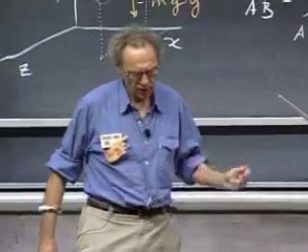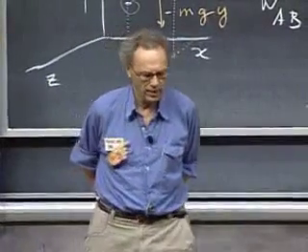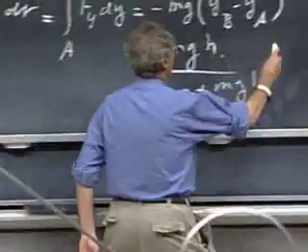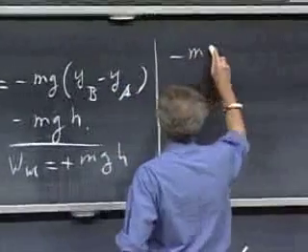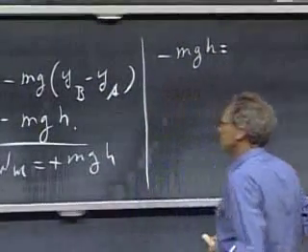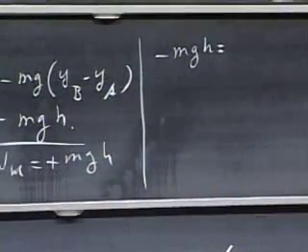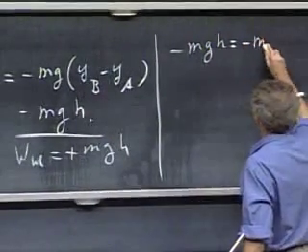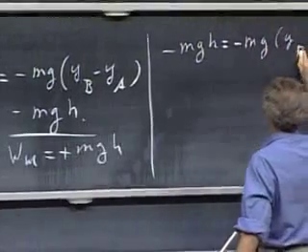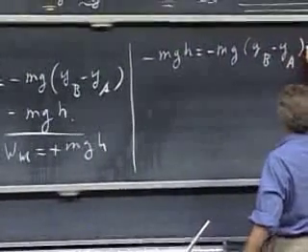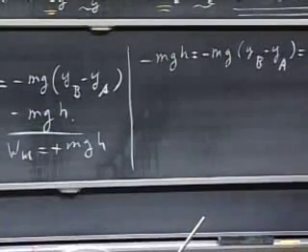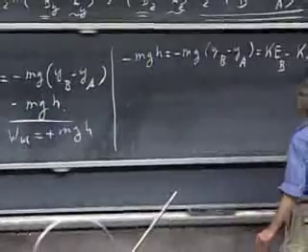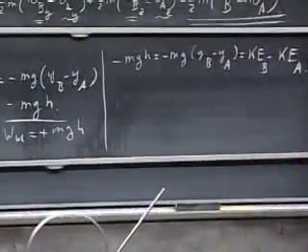Again, I'm going to concentrate now on a case where we deal with gravity only. When there's only gravity, then we have that minus mgh is the work done in going from A to B, equals minus mg times y of B minus y of A. And that now is the kinetic energy at point B minus the kinetic energy at point A. This is the work-energy theorem.